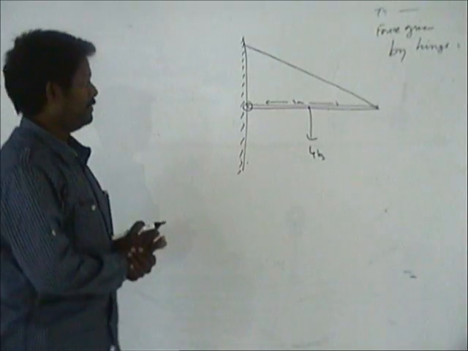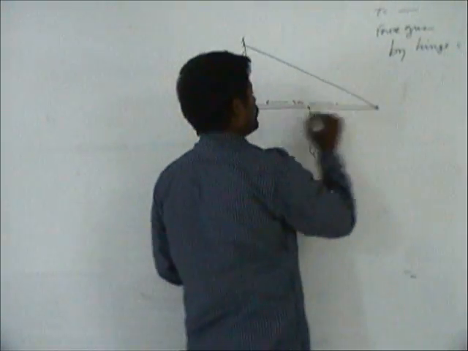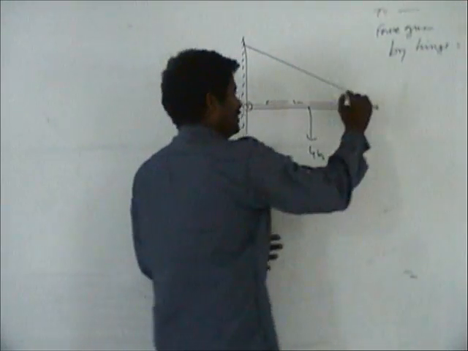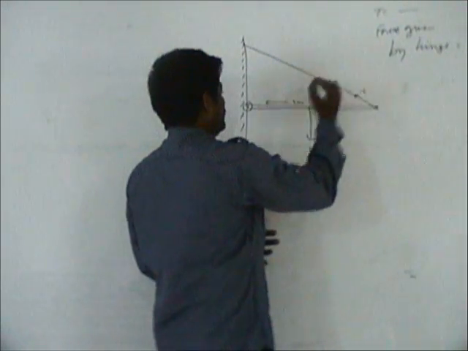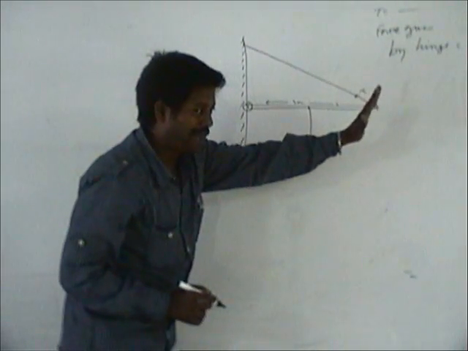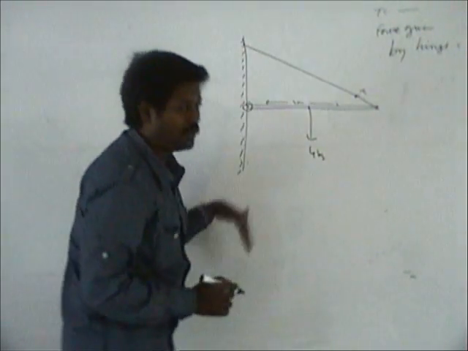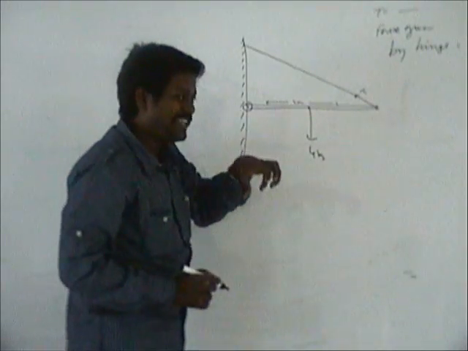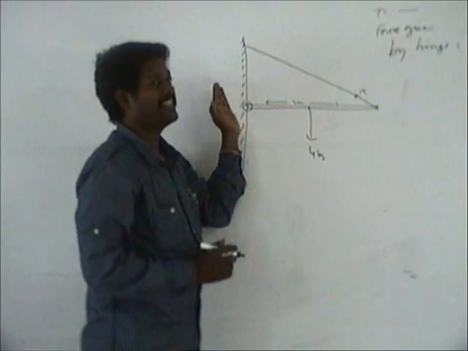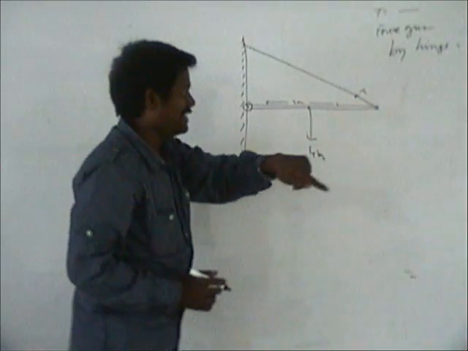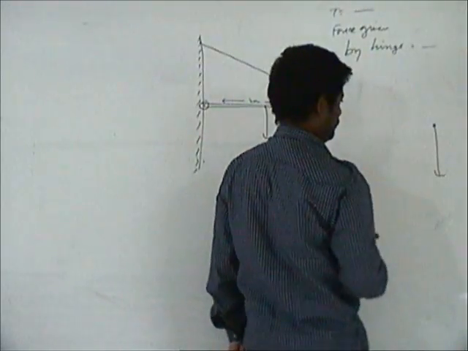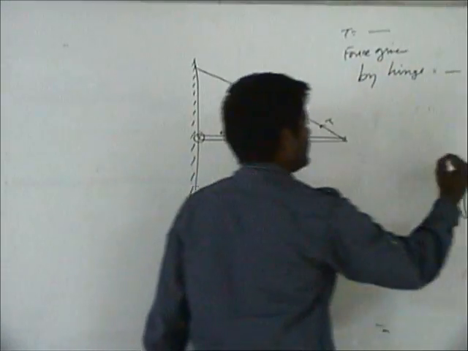Here the very important point is that tension acts on the rod. What are the forces? Weight is down, tension is upward. The wall will give a force, parallel or upward or downward. That we have to decide. We cannot say the wall gives only a force towards the right. How to decide? We have 4 kg down, tension is in this direction.